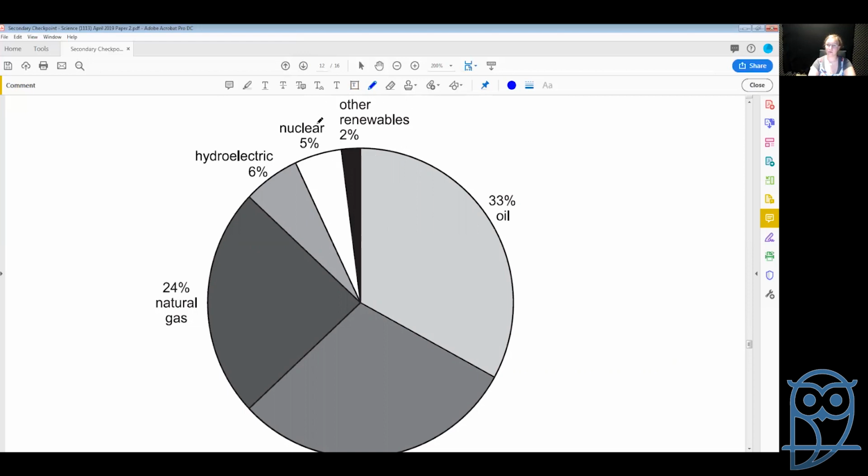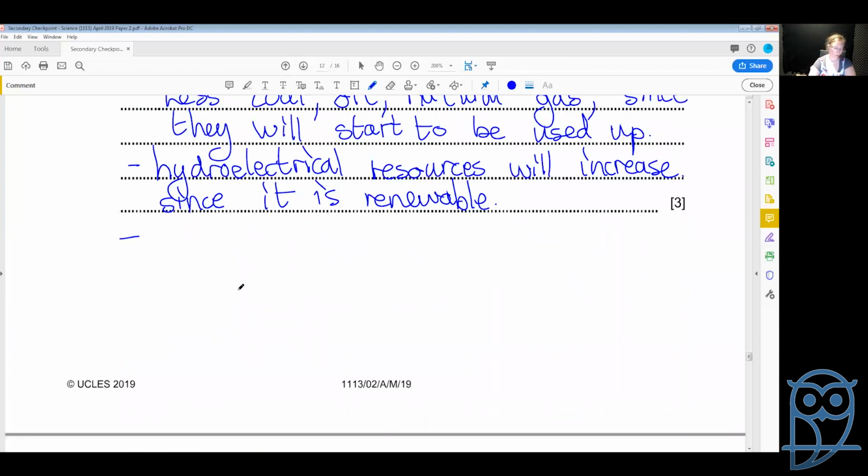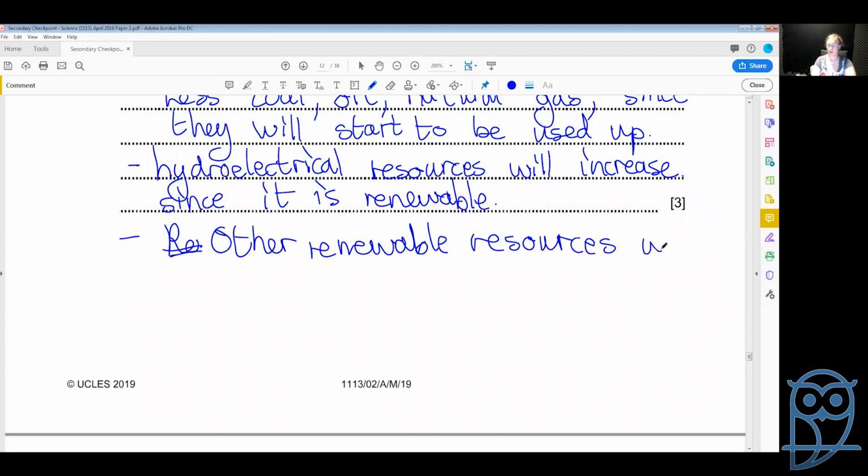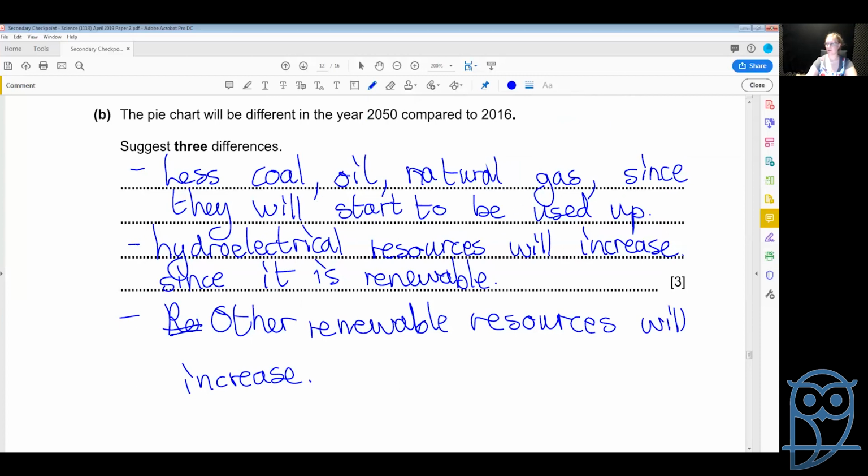So we can also say other renewables are going to split into different kinds of renewable resources, like methane gas, solar power, wind power, all of these things. And then that is where we're going to get this. So I am just going to say that pretty much. So renewable resources will increase. Okay. And then we go on to question 12. So that is it for today.